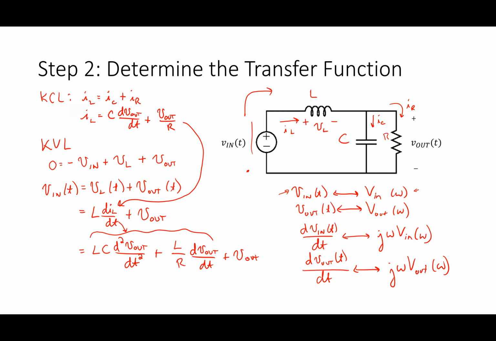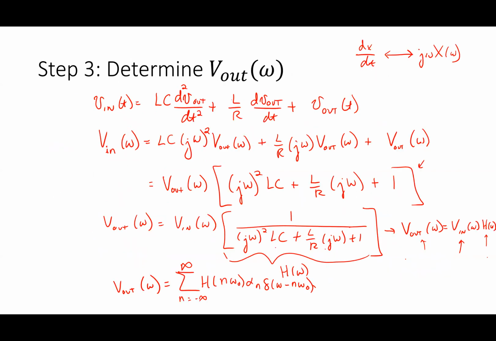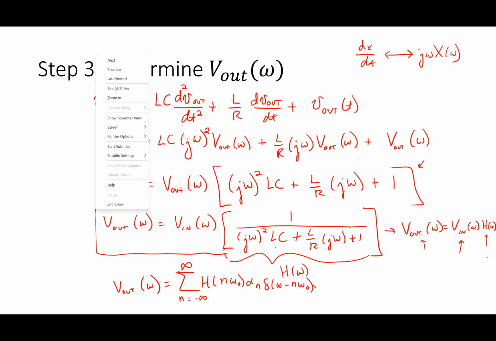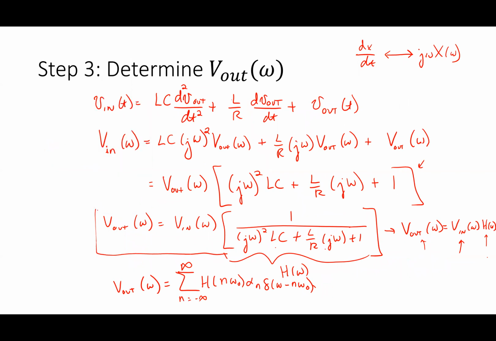The important thing is in the differential equation, everywhere I have a derivative, I end up replacing that derivative with a j omega. If I have a second derivative, I replace it with a j omega squared. If I had a third derivative, I'd replace it with a j omega cubed. Now, at the end of the day, what I get is this relationship here, right? Once I go through this whole bit of math, I get that V out of omega, the Fourier transform of the output, is equal to the transfer function, H of omega, right?